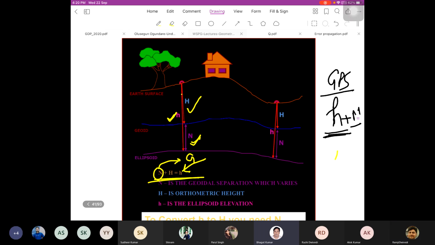So actually geoid surface is an imaginary surface where we keep the value of g equal to 9.8 meters per second squared equally everywhere. So that's why it is different from mean sea level. An ellipsoid surface, right? An imaginary surface we keep by keeping the g value of 9.8 meters per second squared everywhere.